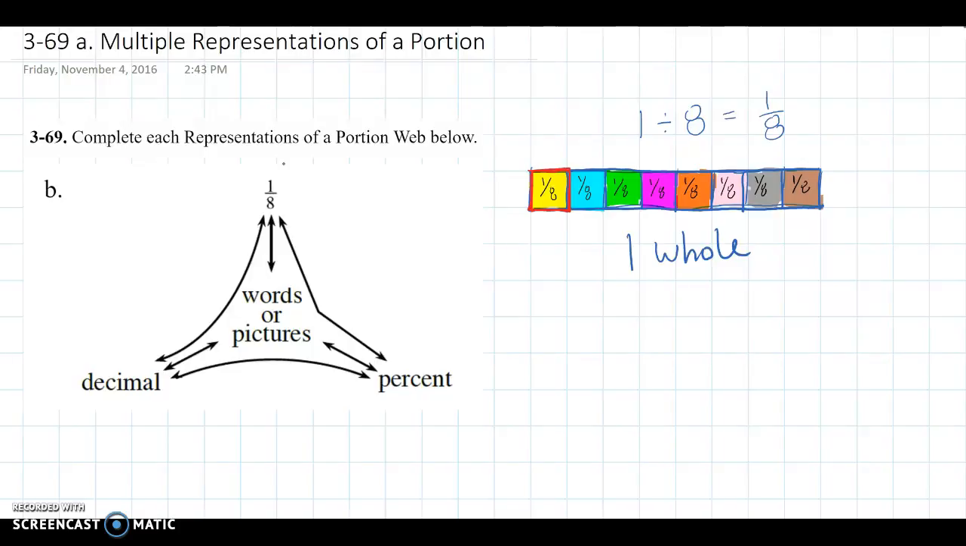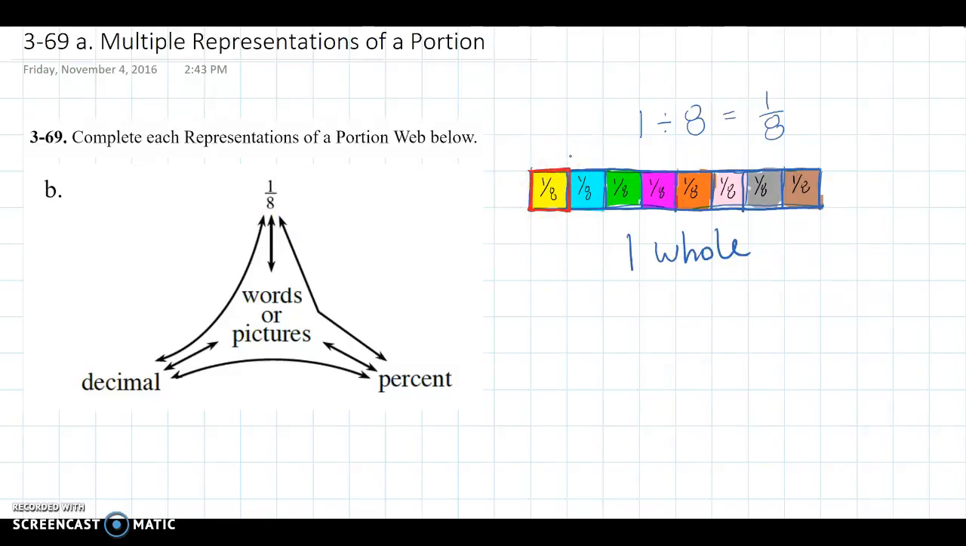So right here, I actually drew a picture of what 1/8 does look like. So as words or pictures, here we go. Here is what 1/8 does look like. We have one whole divided into 8 pieces. 1, 2, 3, 4, 5, 6, 7, 8. And if everybody shared that evenly, one whole divided by 8 people, everybody would get 1/8. So this is 1/8.